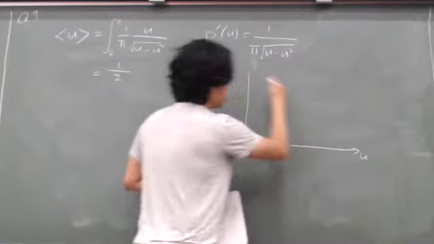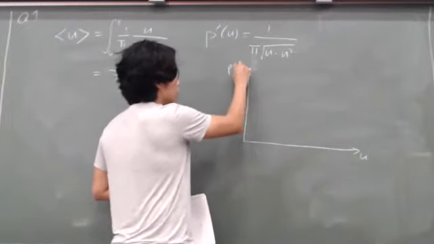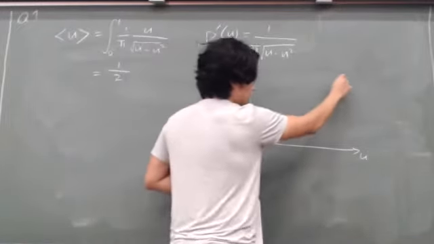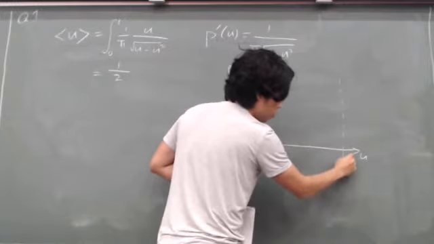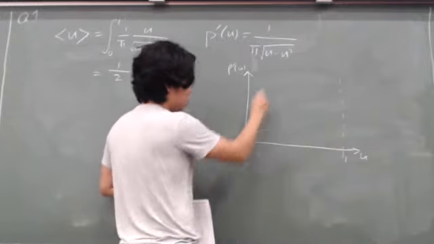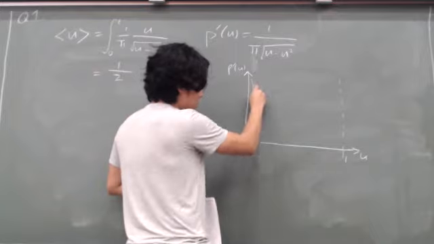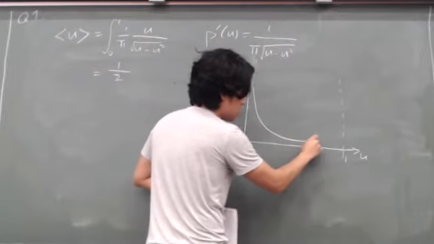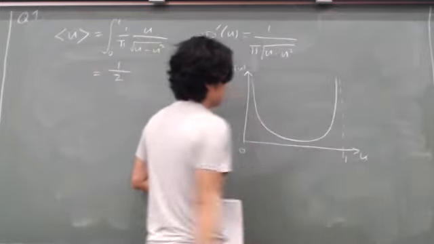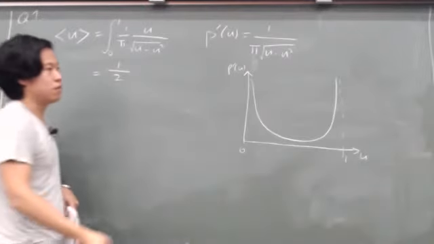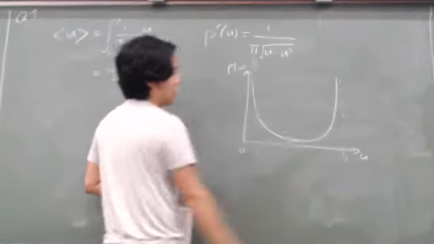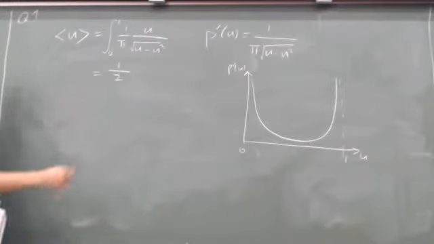So U P prime of U, in this case, between U equals 0 and 1, it looks like this. So it's symmetric. So that's why the average will land right at half, as it should.